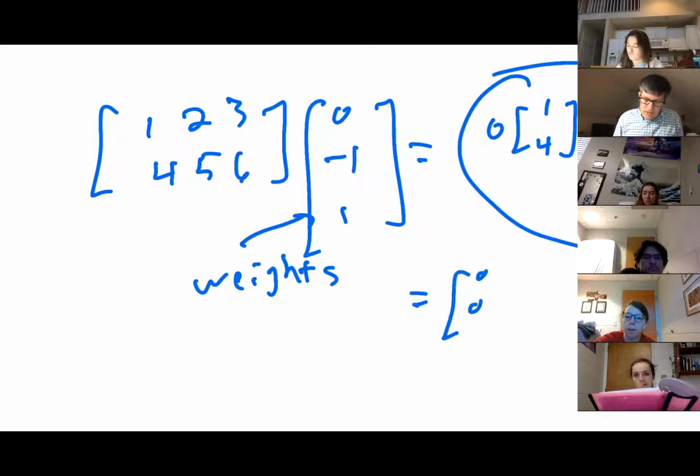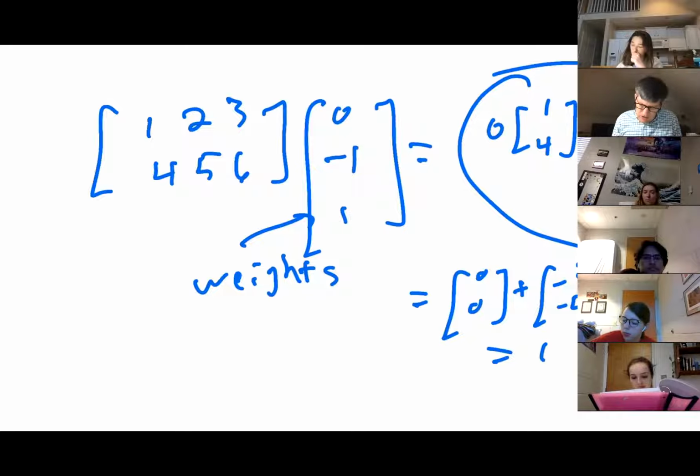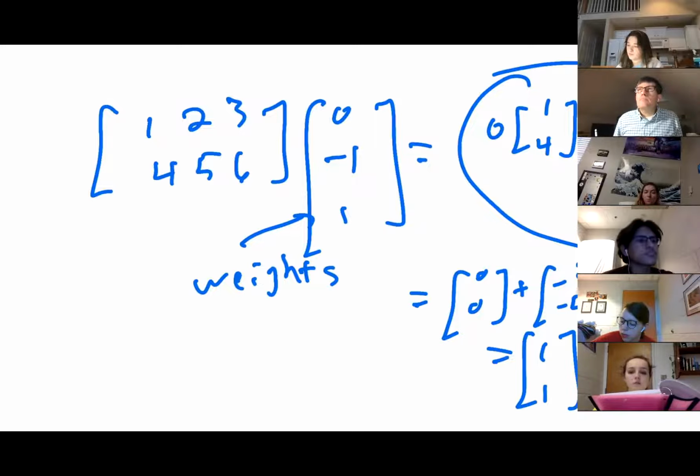This first thing is 0, 0. This next thing is -2, -5, and the last thing is 3, 6. So if I add all those things together, let's see, the first entry is 1, and the next entry is 1, I think. Does that look right? Did I do that arithmetic right? So again, the vector gives the weights of the linear combination of the columns of A. Does that make sense? Any questions about that?